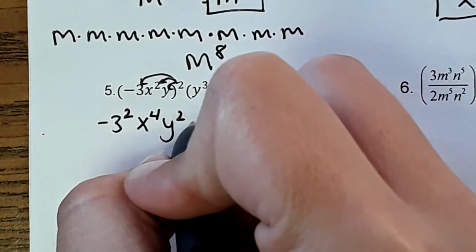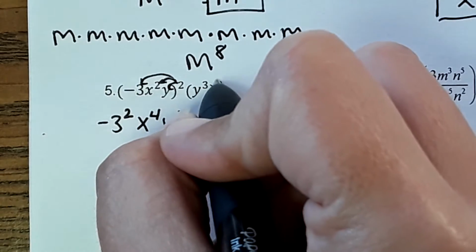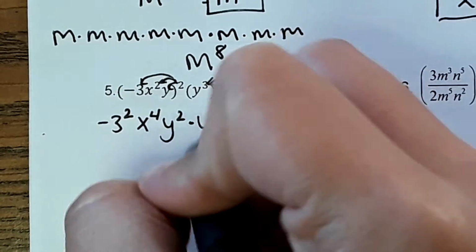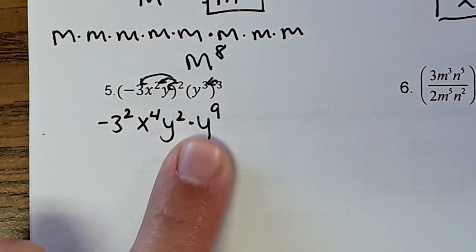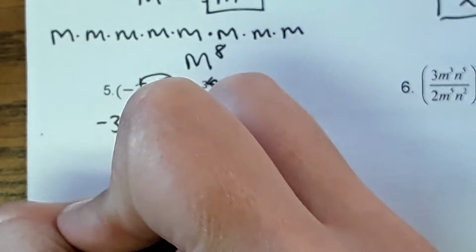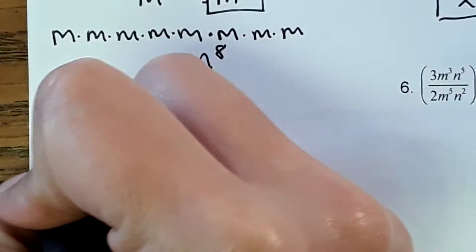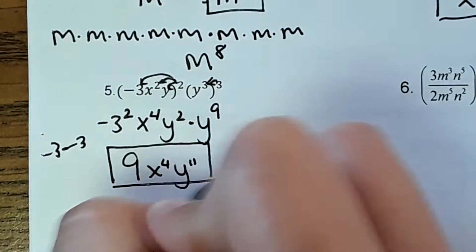And then for this one, y cubed, and that whole thing is cubed, so we multiply 3 times 3 to get y to the 9th power. And now I simplify if I can. So y squared times y to the 9th would just be y to the 11th power, x to the 4th. -3 squared, that would be -3 times -3, which would be +9. And there's our simplified answer.